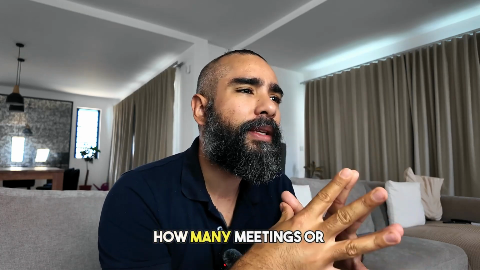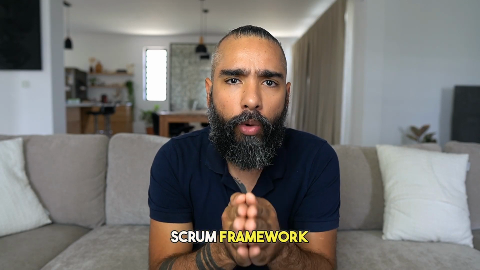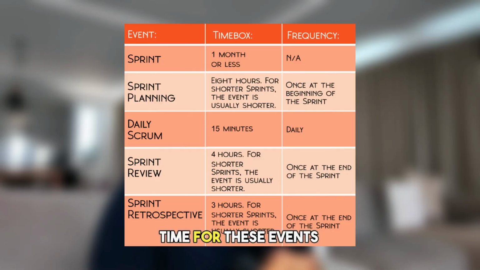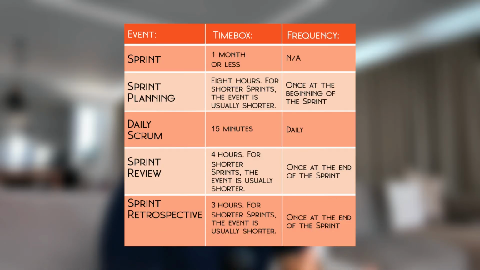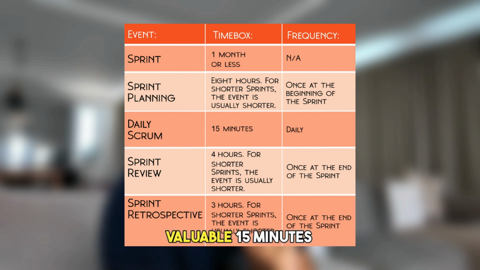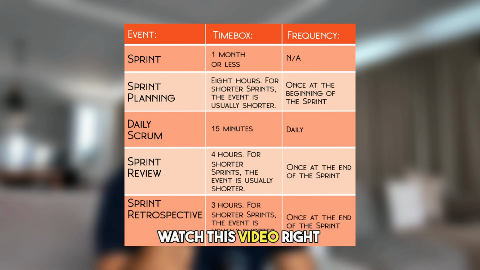First, how many meetings or events do we really need to attend when using the Scrum framework? Again, let's go back to the latest version of the Scrum guide, where the time for these events is clearly prescribed. The example used is for a sprint of 1 month, but you can just divide everything by 2 if you're using a 2-week sprint. So your daily Scrum should last 15 minutes, valuable 15 minutes. If you want to know how to optimize your daily Scrum, watch this video right here.